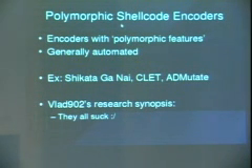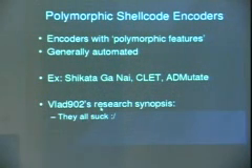And polymorphic shellcode encoders are generally automated, and they include features of both encoders and polymorphism. Examples are Shellcoding, which is the Metasploit basic one. I don't know if it's that anymore with the new version, but I think it is. Clet, and then ADMmutate. And at ToorCon, Vlad presented a talk on shellcode polymorphism and encoders. Basically, his research synopsis is that they're all 100% detectable.